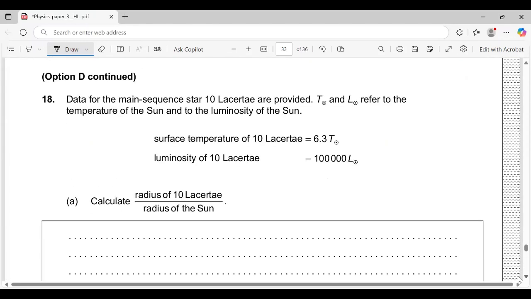Next question, 18. Data for the main sequence star Tentacle T are provided. T sun and L sun refer to the temperature of the sun and the luminosity of the sun. Surface temperature of Tentacle T is 6.3 times the temperature of the sun. Luminosity of Tentacle T equals 100,000 times the luminosity of the sun. Calculate the radius of Tentacle T over the radius of the sun. This is the ratio.